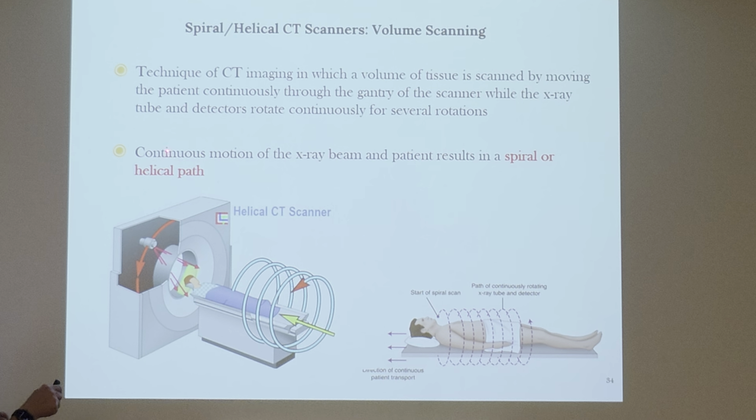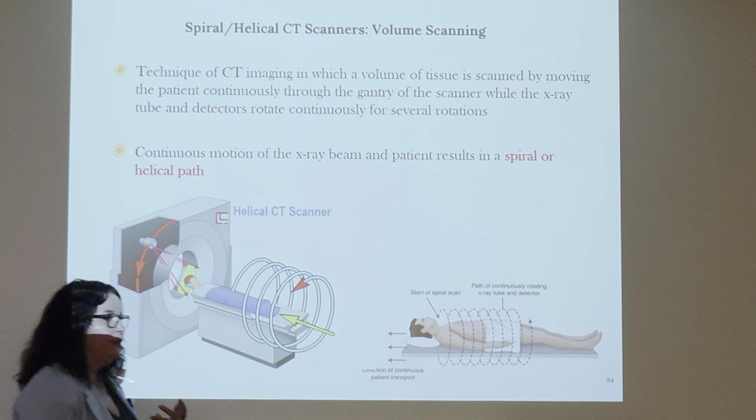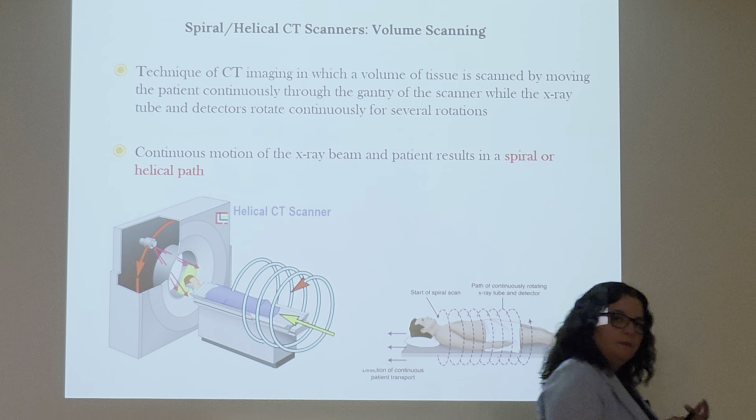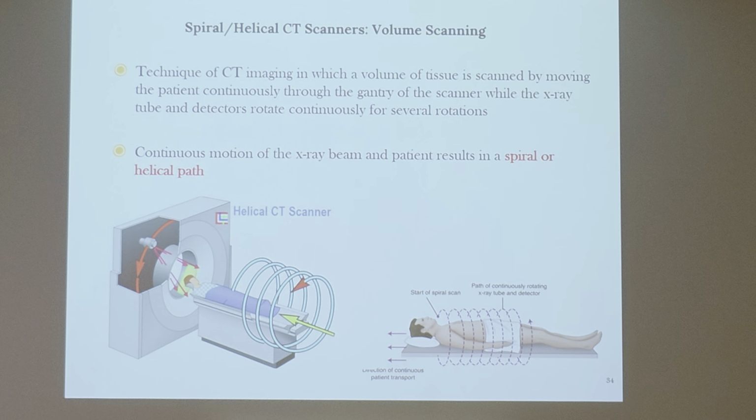So when we're thinking about the continuous motion of the X-ray beam and the patient now moving into the gantry, because you set your central ray. I'm going to call it central ray for right now. You set your central ray, you move, and then what happens? It's programmed, right? You set your protocol on the console, and the table does what? It moves the patient in sync with the scanning, with the gantry, with the X-ray tube and the moving about.